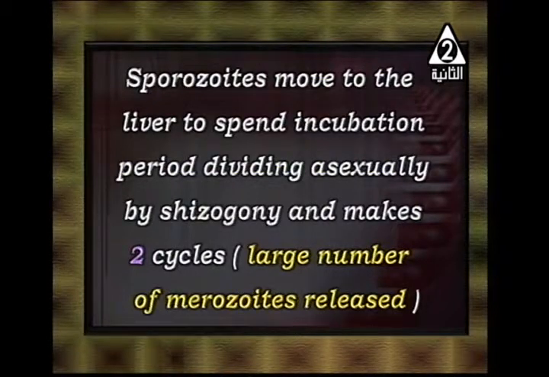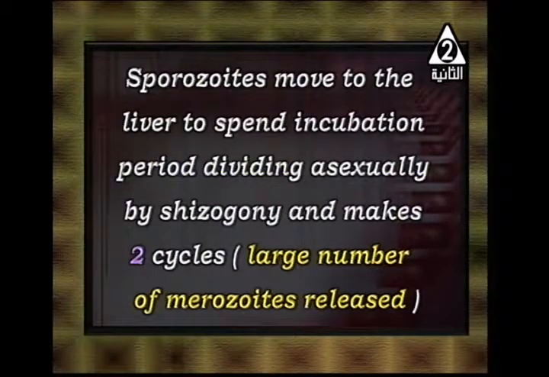The sporozoites directly move to what? To the liver of the human and spend a time period we call the incubation time. During this time the sporozoites grow and reproduce asexually and give us something called schizogony. The schizogony after that makes two cycles, with a large number of merozoites released. This is the first type, which is asexual reproduction.